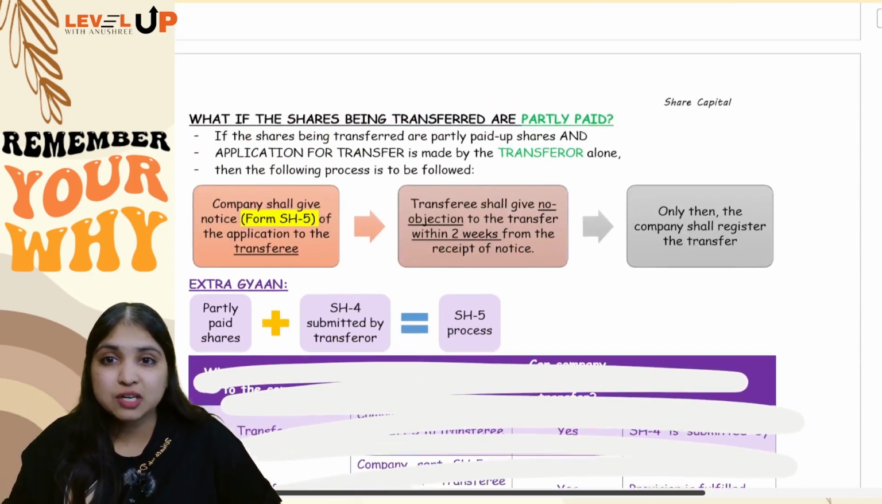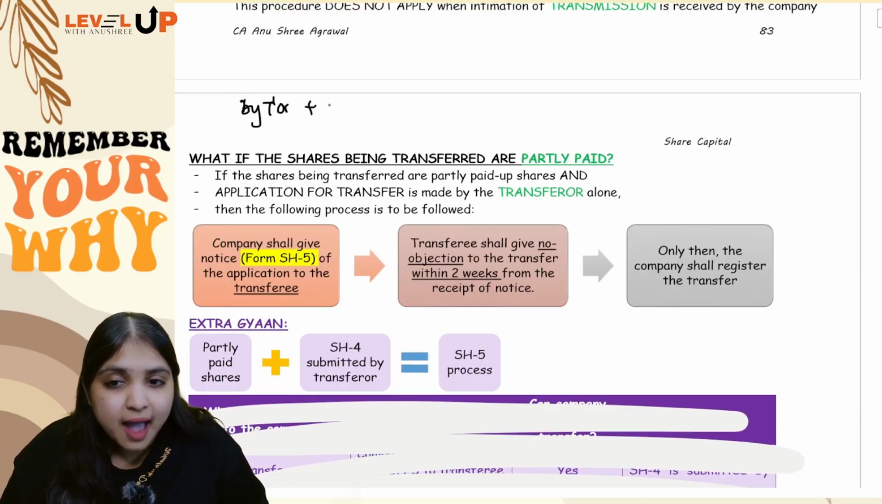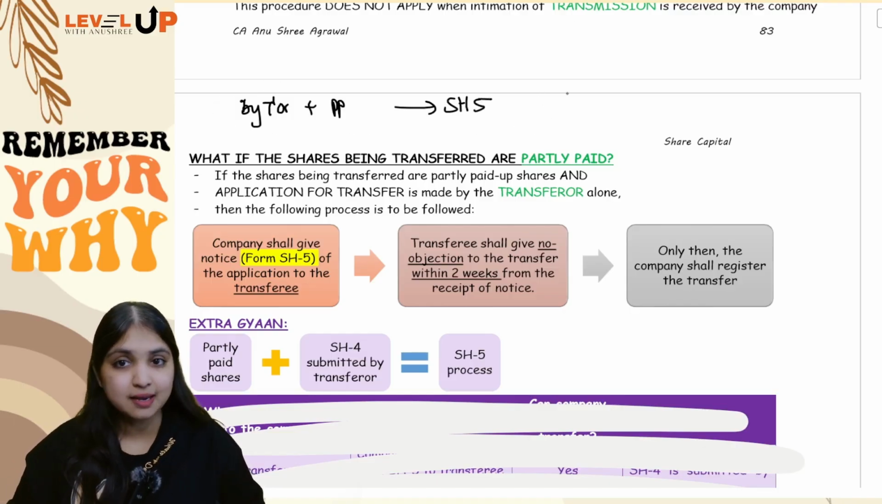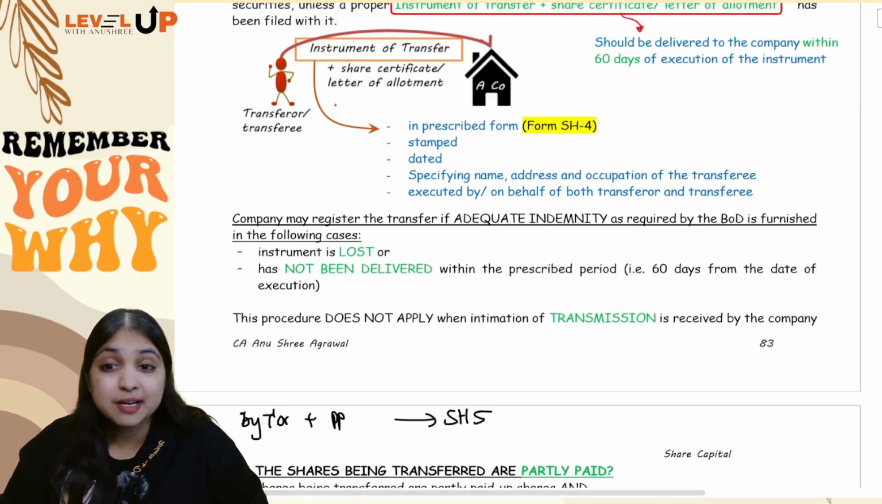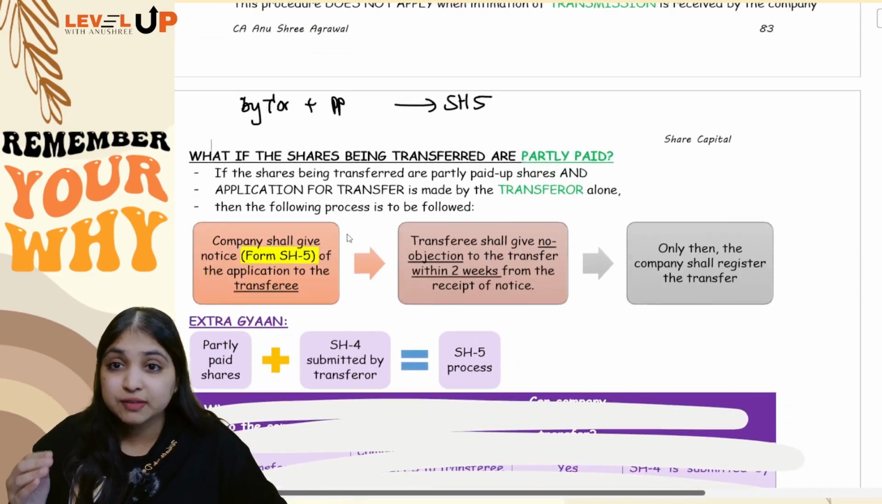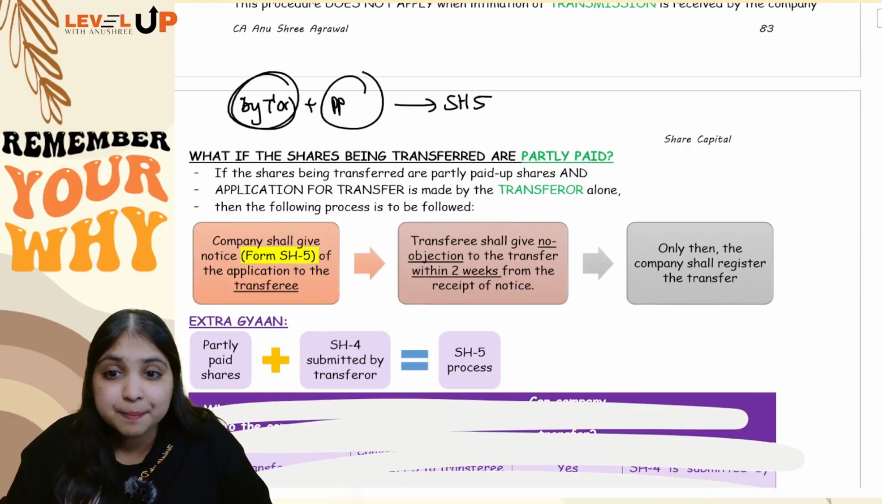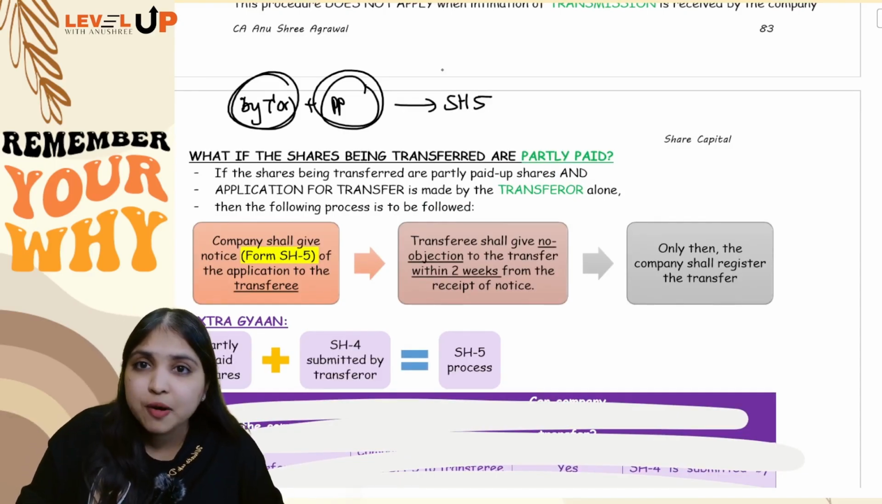Wait, before transmission we had also spoken about one equation. I told you if the SH4 is submitted by the transferor and if the shares are partly paid up shares, then SH5 process will apply. You remember this equation, guys? I'll repeat again. If the documents, we just learned, right, that the documents will be submitted by transferor or transferee. So if the documents are submitted by transferor and the shares are partly paid up shares, then the company will become a little alert. Company will inform the transferee.